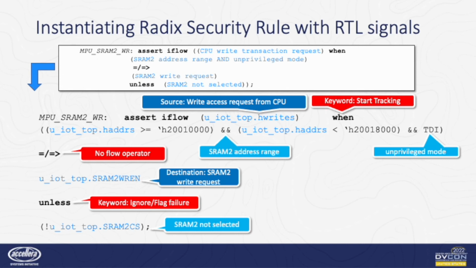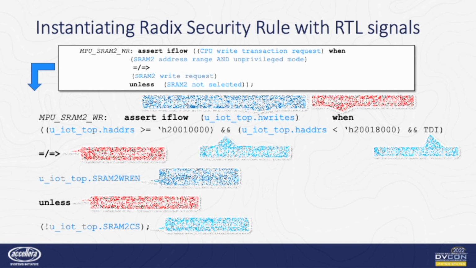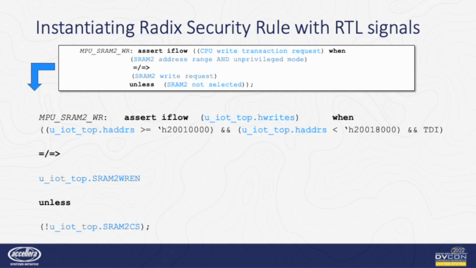So now we have completely converted the Radix Security Rule to the RTL signals, and it looks very simple, but it takes the entire integrity property and converts it into a Radix rule that can now be run in simulation.